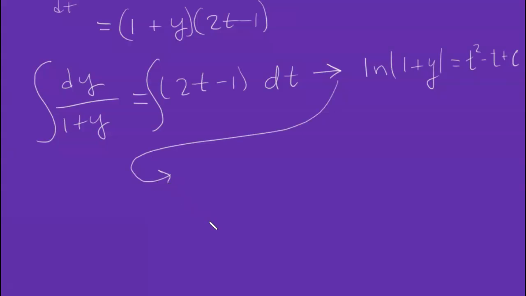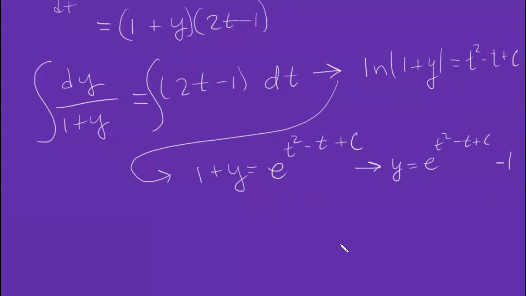Now we're not quite done yet because we need to get y isolated. So let's do that by raising, so e to the power of the left side, e to the power of the right side. So 1 plus y is equal to e to the power of t squared minus t plus some arbitrary constant. Or you could just say y is equal to that whole e to the t squared minus t plus an arbitrary constant, subtracting off 1.